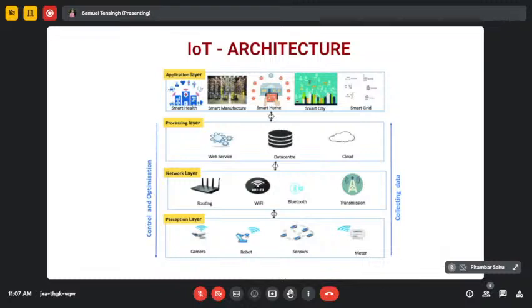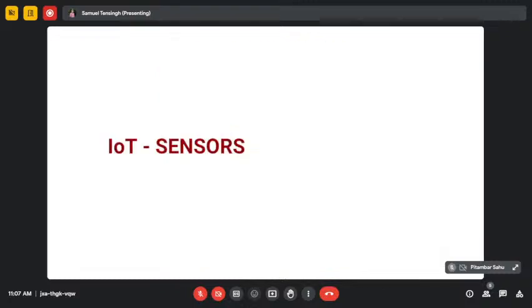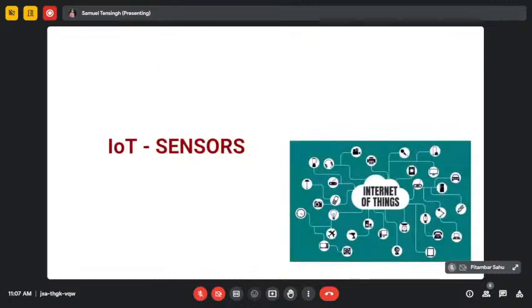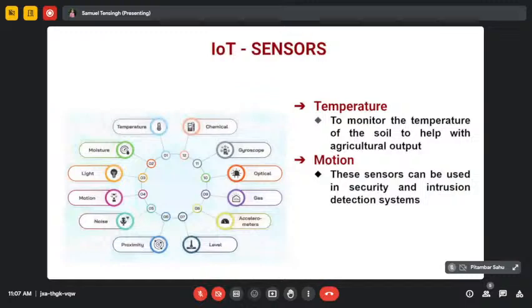Wi-Fi modules, network systems. So an IoT device cannot work without internet, right? So that is why internet is very much required for IoT networks. Okay, so we have different types of sensors in IoT devices, like your temperature sensors, chemical sensors, gyroscope, optical sensors, gas sensors, accelerometers, proximity sensors. So all these sensors are available ready-made in the market.